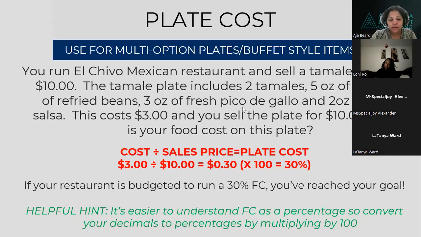Okay, what is my food cost? So the formula, we take the cost divided by the sales price, and that'll tell me my plate cost. The 3 divided by 10, 30 cents was what the calculation will come out, but we want to make sure that we're looking at it as a percentage. So we have to multiply it by 100. So we're at a 30% food cost. So if you've budgeted to run 30% food cost, you've reached your goal.